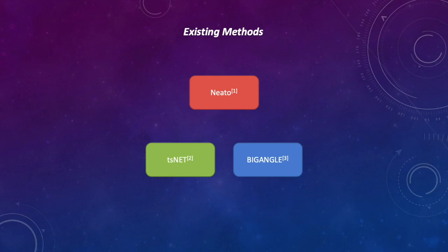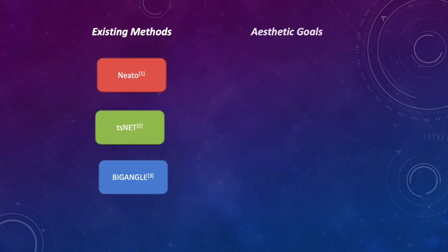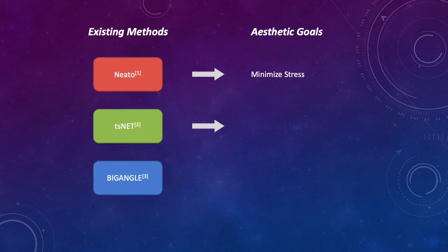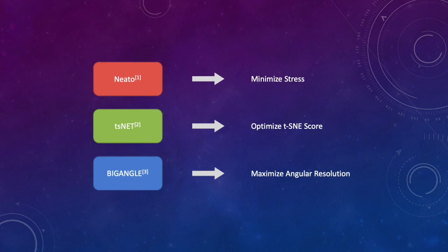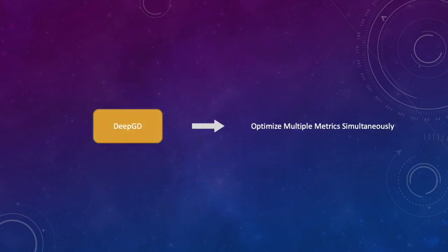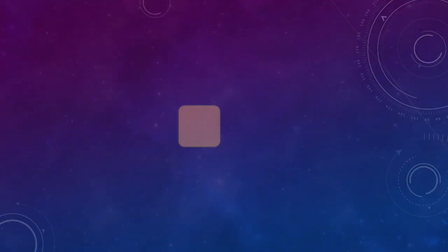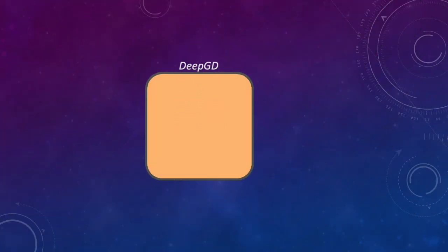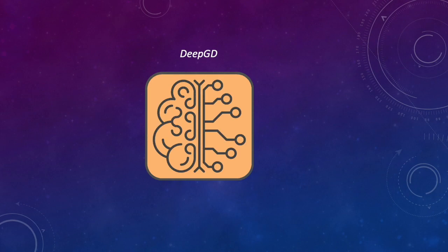However, it remains a challenging task because most existing methods only focus on a single aesthetic aspect of graph layout. In this work, we propose a deep learning framework, DeepGD, which can learn to draw arbitrary graphs by considering different aesthetic aspects simultaneously. DeepGD is an AI agent that works just like our brain.